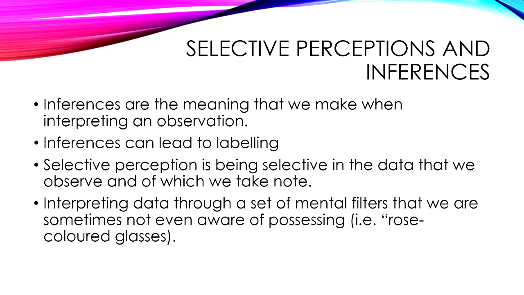So selective perception is interpreting information around us through a set of mental filters that we sometimes are not even aware of possessing. And these are sometimes referred to as rose-coloured glasses, where we look at the world through these rose-tinted lenses, and they influence how we see the world.